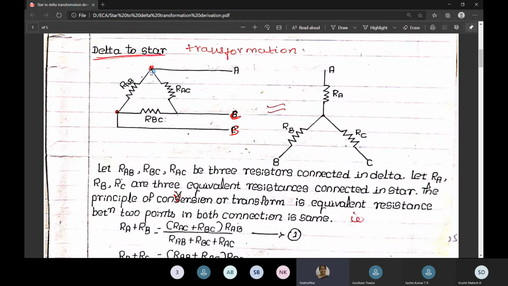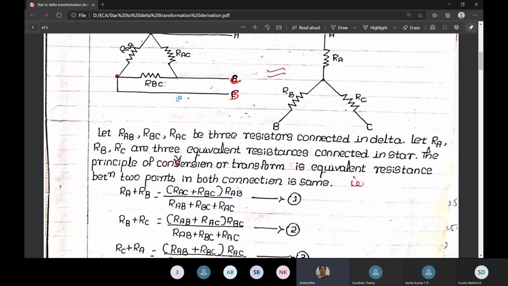Listen here, when these two points, that is RA plus RB, are taken, then the opposite two branches will be in series. We are not considering C, so there is no break of the branch here. So RBC and RAC will be in series, and that will be parallel to RAB, as written here. When it is parallel to RAB, it means RAC plus RBC in series, into RAB, divided by the summation of the resistances. That is for RA plus RB.